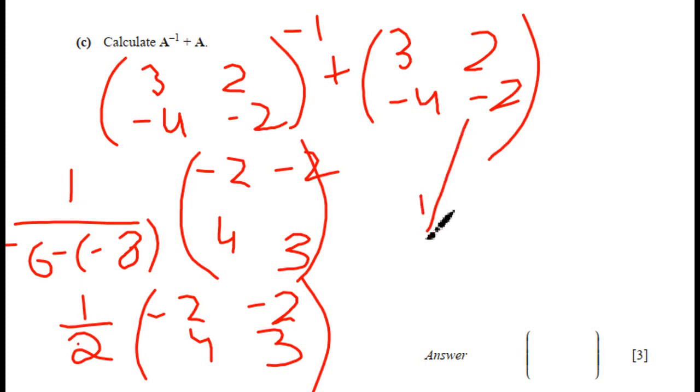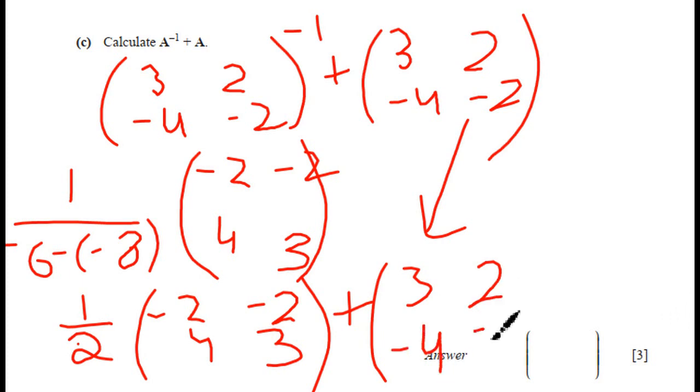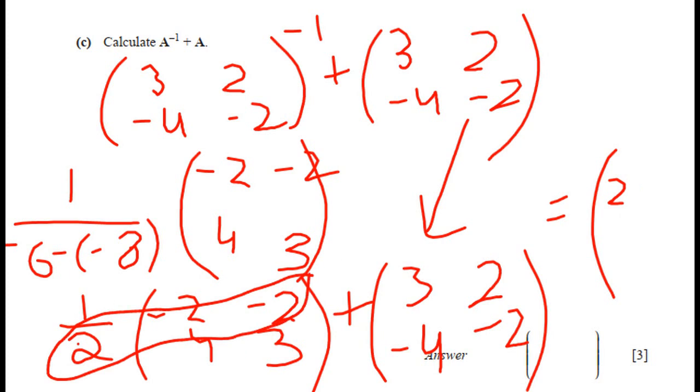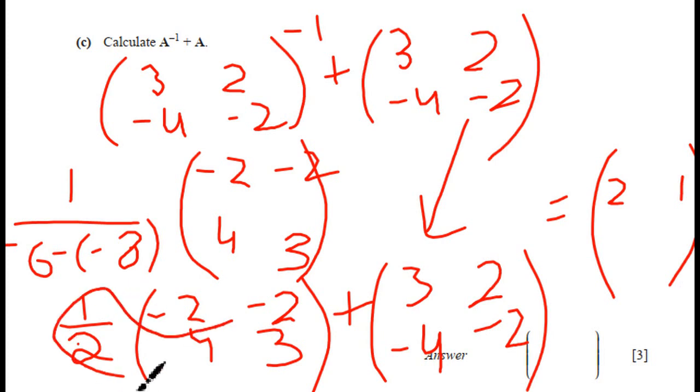Next you add this here. So I'm just going to quickly jump to the final answer. The final answer is minus 2 over 2 makes minus 1. Minus 1 plus 3 is 2. Next we have minus 2 over 2, which makes minus 1, plus 2 gives us 1. Next we have 4 over 2, which gives us 2, minus 4 is minus 2. And in the end we have 3 over 2, which gives us 1.5. 1.5 minus 2 gives us minus 0.5, which is the final answer.